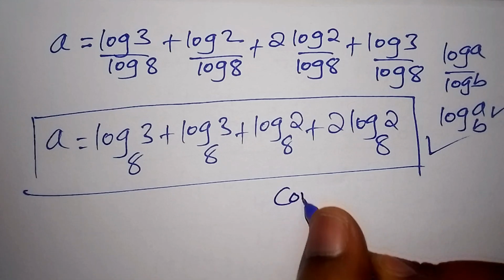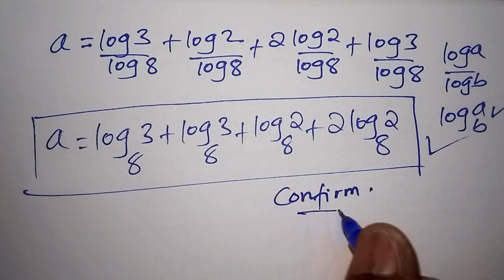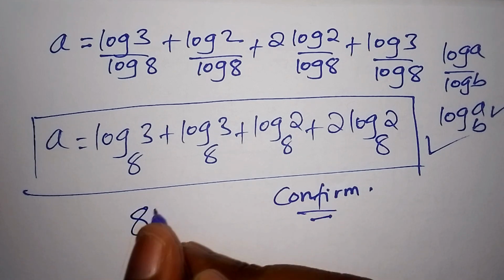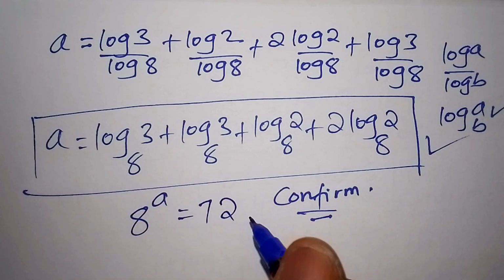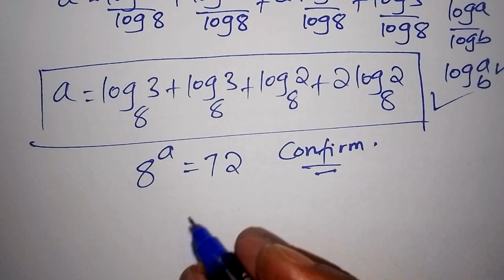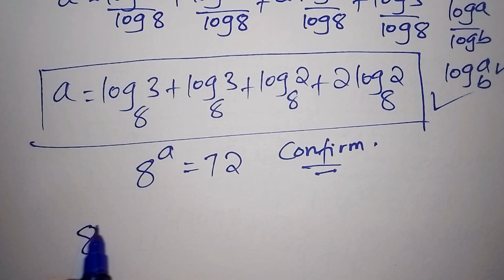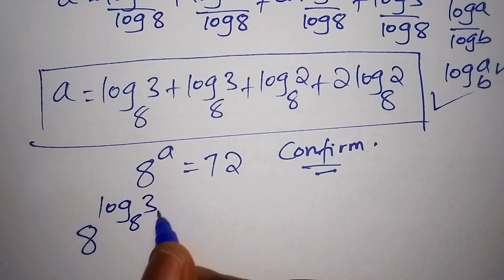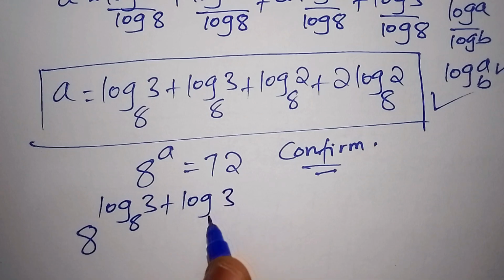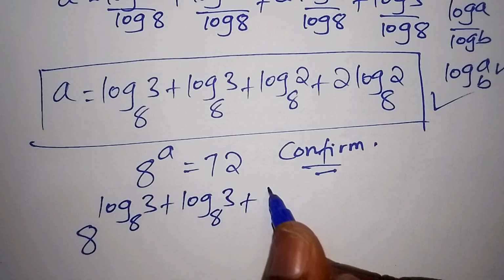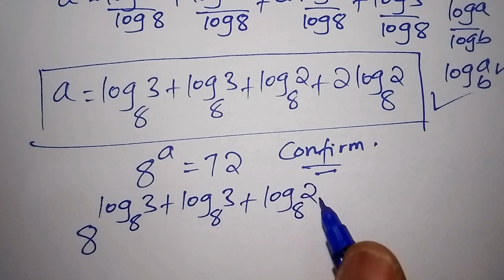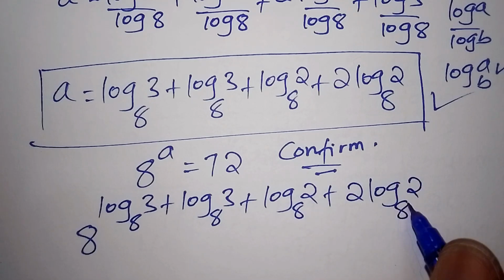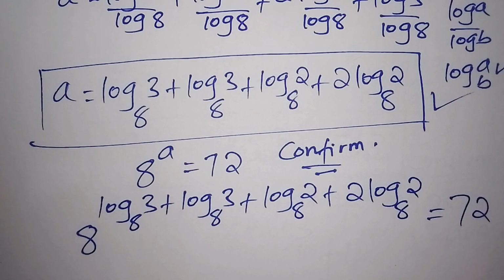Now we can confirm this very fast and check if it truly satisfies our answer. We had 8 to the power of a is equal to 72. So let's confirm. We have 8 to the power of the log of 3 to the base of 8, plus the log of 3 to the base of 8, plus the log of 2 to the base of 8, plus 2 times the log of 2 to the base of 8, is equal to 72.